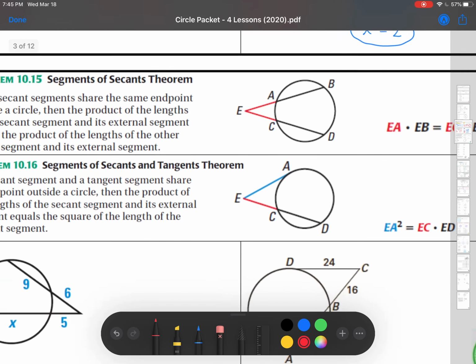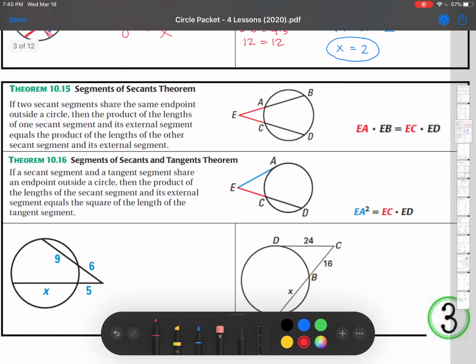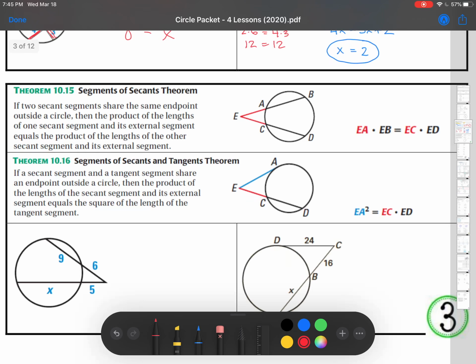All right, this one is just a little bit more complicated because we have parts of the secant line coming out of the circle. So this isn't showing the entire secant line, it would extend. So we're just looking at secant segments, they call them. If two secant segments share the same end point outside the circle, then the product of the lengths of one secant segment and its external segment equals the product of the length of the other secant segment and its external segment.